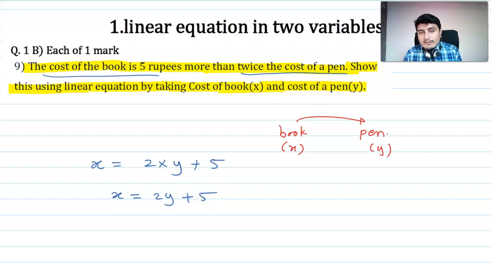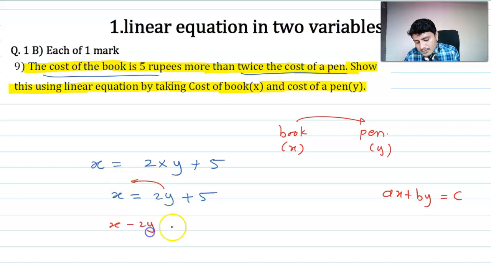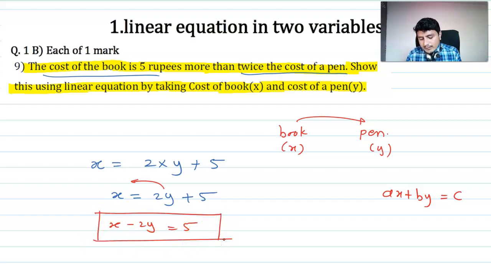Now let's try to convert this equation into the general form of a linear equation in two variables, that is ax plus by equals c. That means we have to shift 2y from RHS to LHS. Our target is to collect all variables towards the LHS and all constants towards the RHS. Once we shift 2y from RHS to LHS, plus 2y becomes minus 2y, so the linear equation in two variables for the given question is x minus 2y equals 5. x is the cost of book and y is the cost of pen.